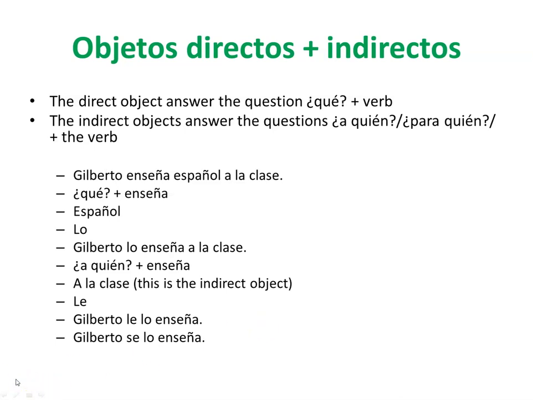In fact, I just erase español because we already replaced it. It's here, it's lo. So I delete that. So Gilberto le lo enseña, this is my sentence, but do you think it sounds right? Le lo enseña? No. So there is a rule: when we have this L sound in Spanish, we need to change the le, which is the objeto indirecto, to a se. So my final sentence is going to be Gilberto se lo enseña. I hope this makes sense. Let's continue working on other examples.